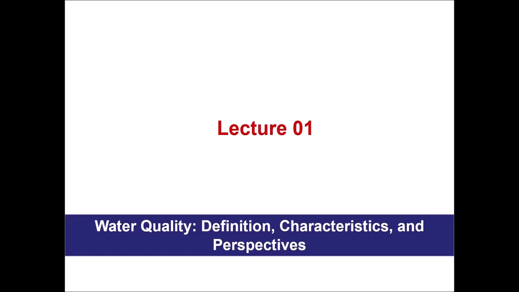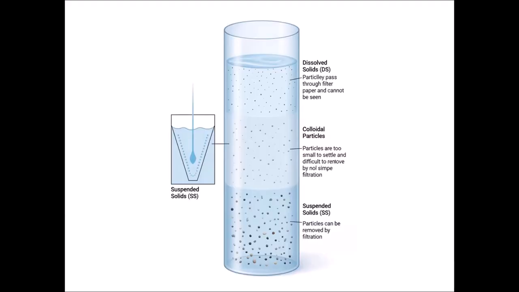In this lecture series we will discuss water quality parameters in a simple and practical way. Today we will start with the first physical water quality parameter, solids in water. Solids in water are classified into three main types: dissolved solids, colloidal solids, and suspended solids.